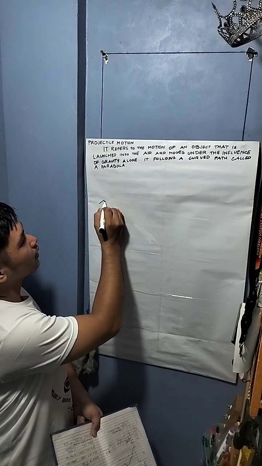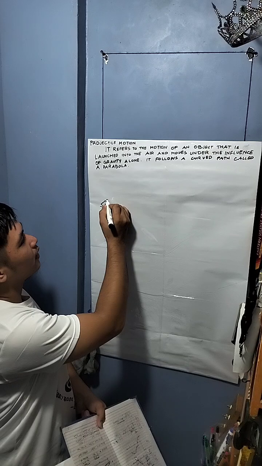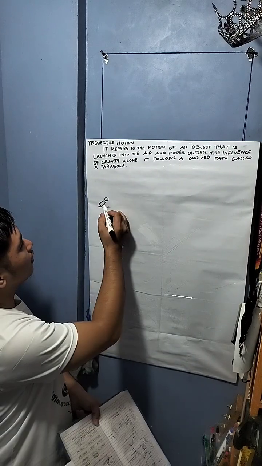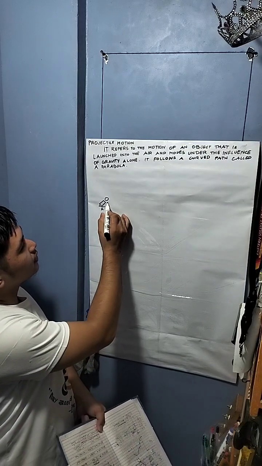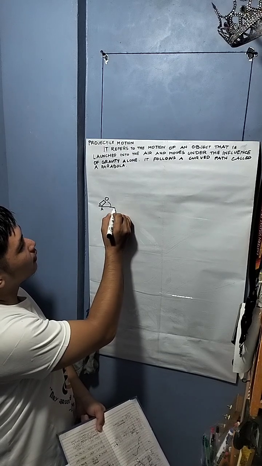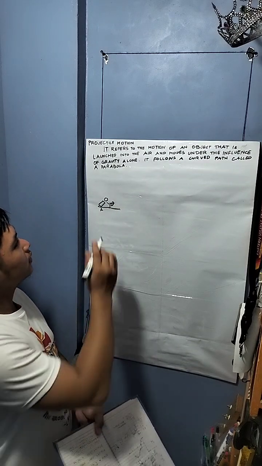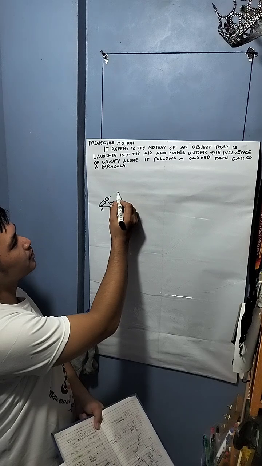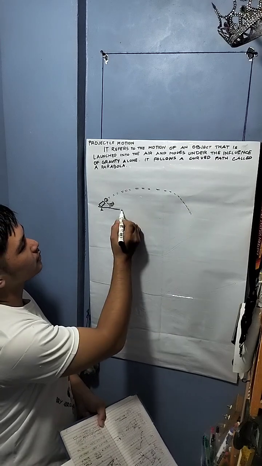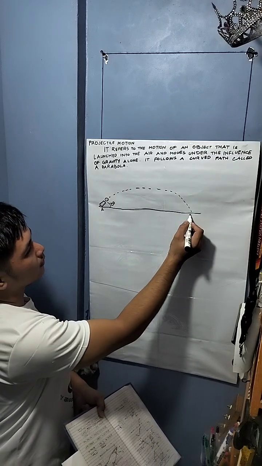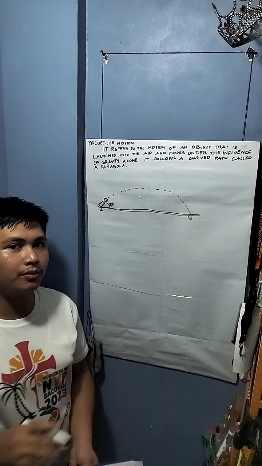If we have an object that is being thrown by something like a cannon, let's say a ball, and it is being launched at this point, and we have a certain angle that this cannon is being pointed to, the result of this object being pushed by a certain force will be a trajectory that looks like this. The object will follow this trajectory.